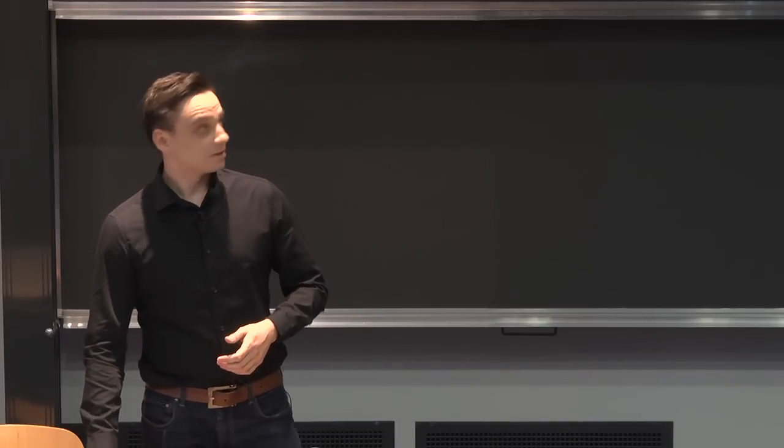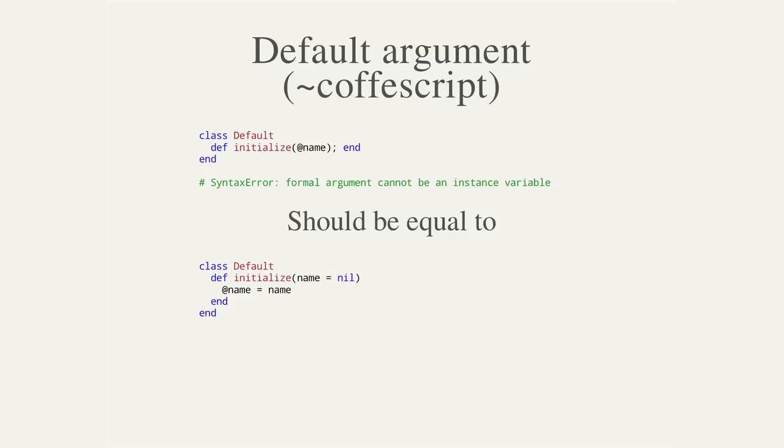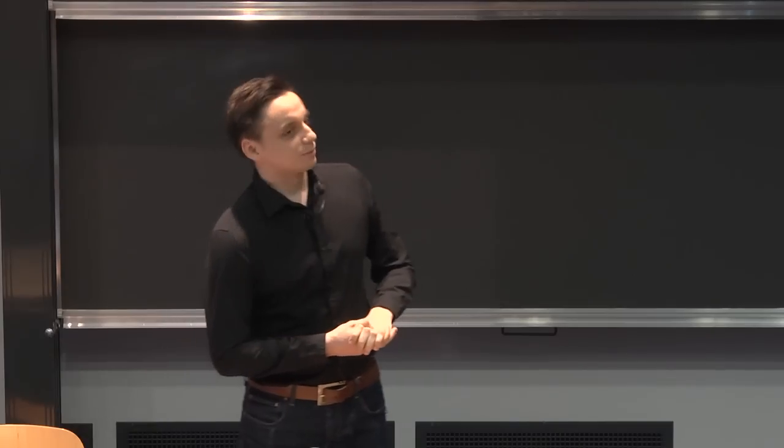And for dessert, bonus syntax, like in CoffeeScript. You can't use an instance variable as an argument to a method. You need to write something like on the bottom, but this is a huge part of code for lines.